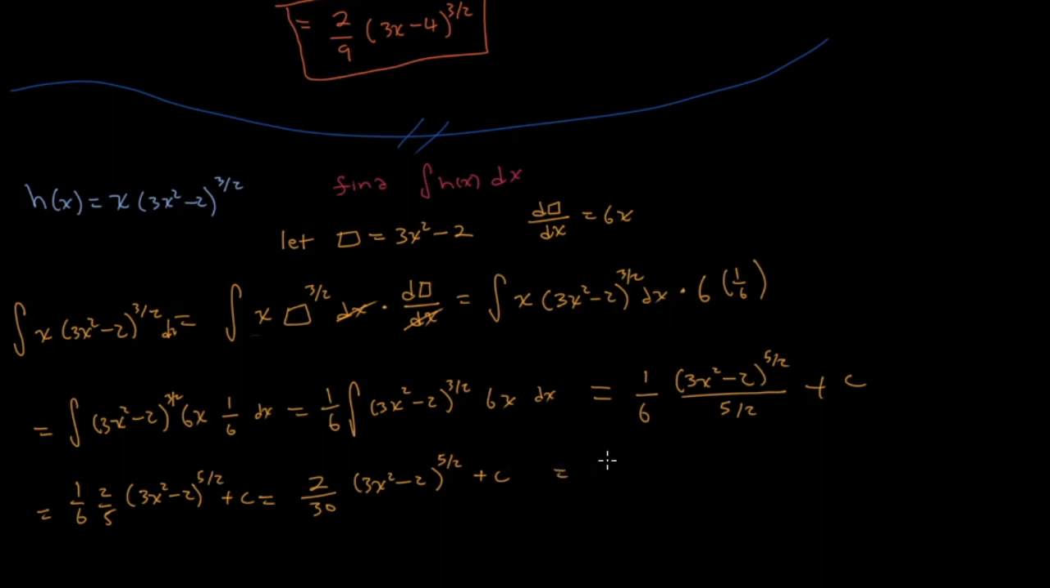So we get 3x squared minus 2 to the power of 5 over 2 divided by 15 plus c, and that is your answer.